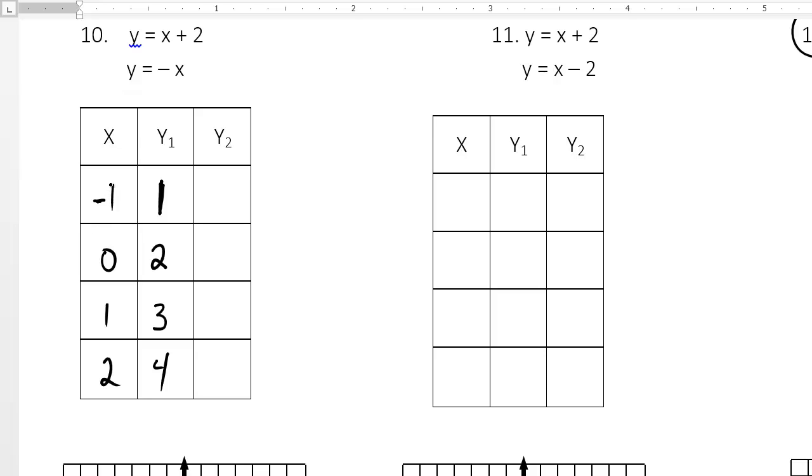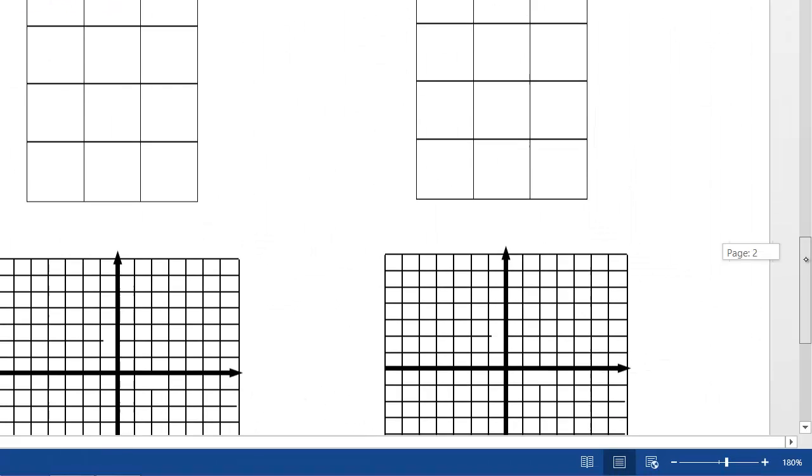So negative 1 inside the negative x. Negative is positive, so that'll be positive 1. Plug in the 0. Negative 0 is 0. Plug in the 1. Negative 1. Plug in the 2. Negative 2. Now we have our table.